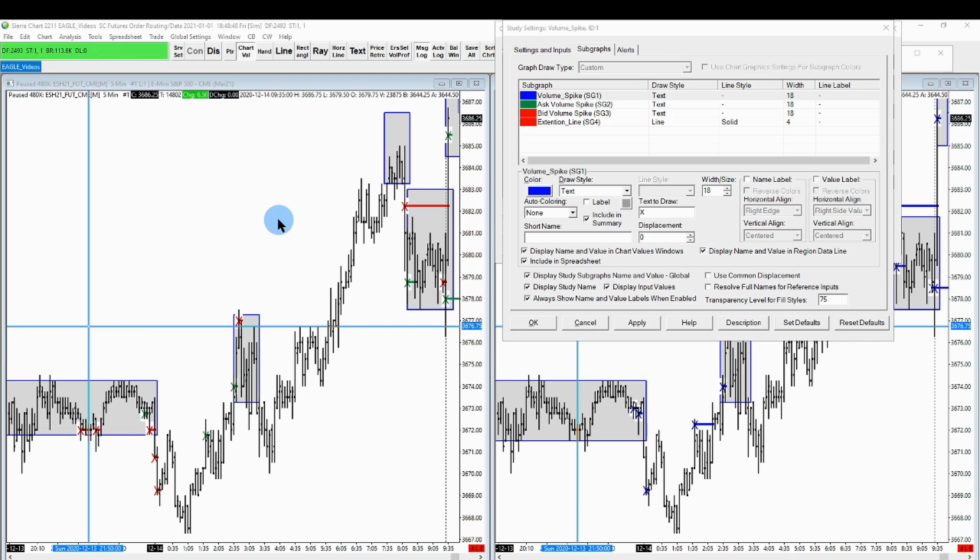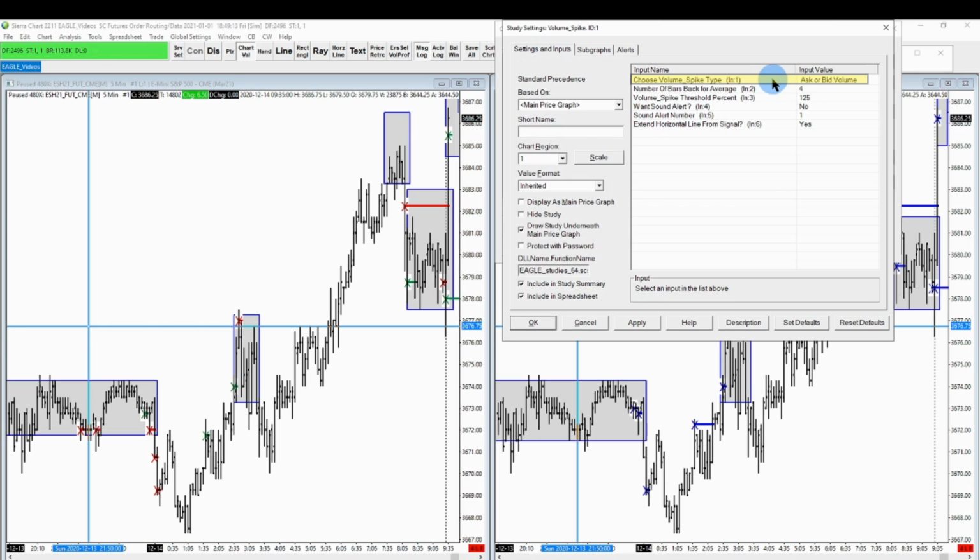The visual signal is the letter X that you can see here and here and here, and it is drawn in real time on the bar at the exact price where the signal was triggered. The study starts working on the first live bar when the chart is opened. If you wish to see volume spike signals on bars that precede this first live bar, then you can run a replay of the chart.